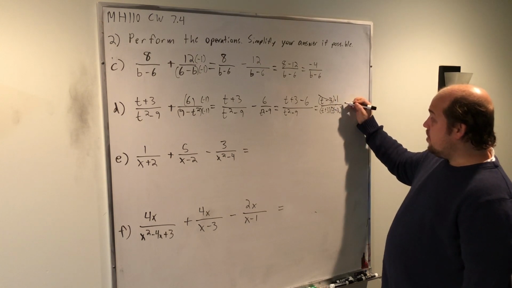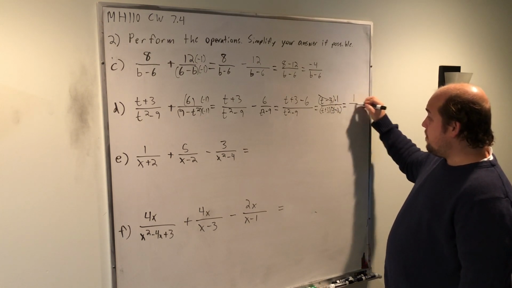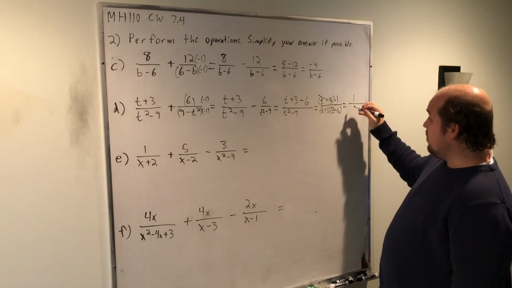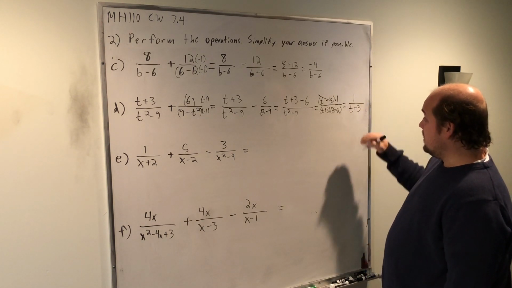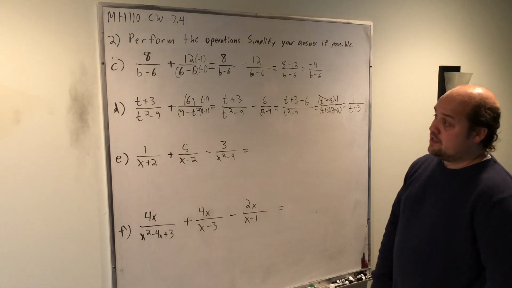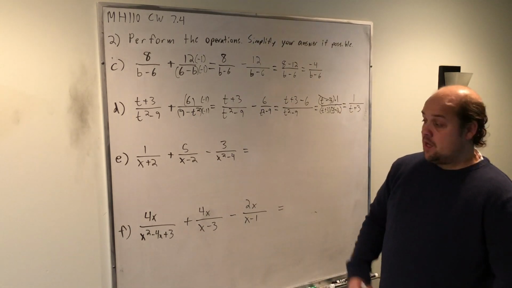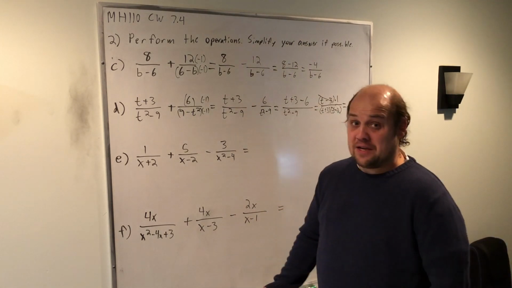That means there's an understood 1 that stays on top. On bottom, the t minus 3 goes away, but the t plus 3 stays. So this is the correct final answer to that original problem. Parts E and F are a little trickier.